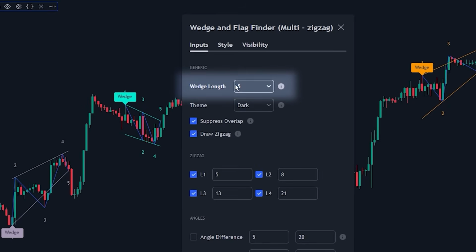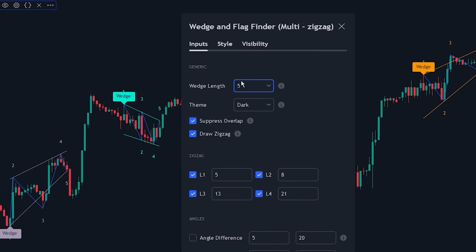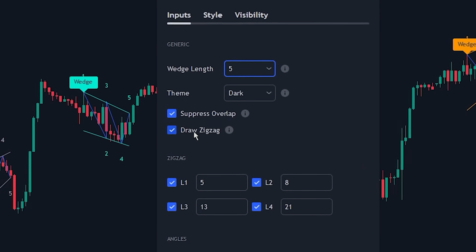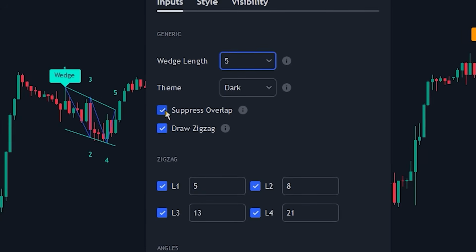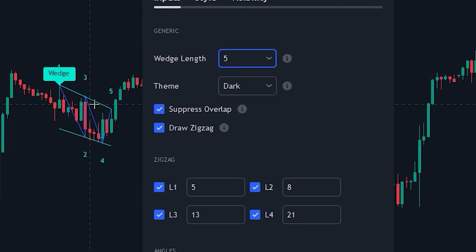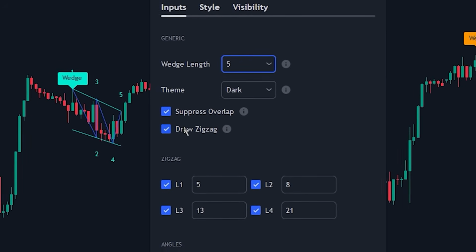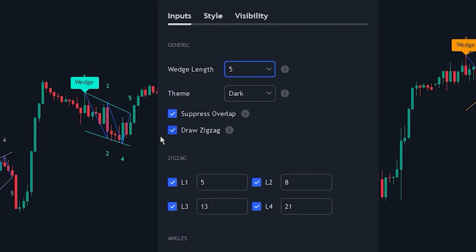can see that the length of the wedges can be changed. This means that by changing this setting you can change how many pivots a wedge can have. The following checkboxes are for visual changes. When the first checkbox is enabled, it will cause the indicator to try to avoid overlapping wedges while still showing nested wedges, which is a wedge within a wedge. The other checkbox is to enable or disable the zigzag lines.